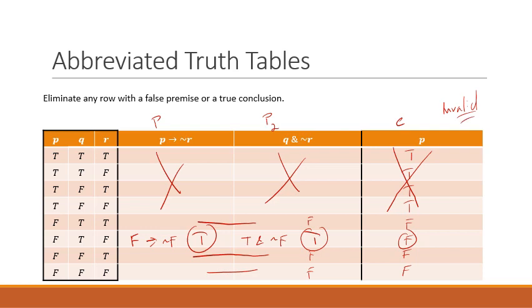So it's a way to make these things go a little bit more quickly. You don't need to fill out the entire row. You can just focus in on where the row might be, and this will save you some time. You don't have to do it this way, but if you want to, it's certainly an acceptable way to do a truth table.